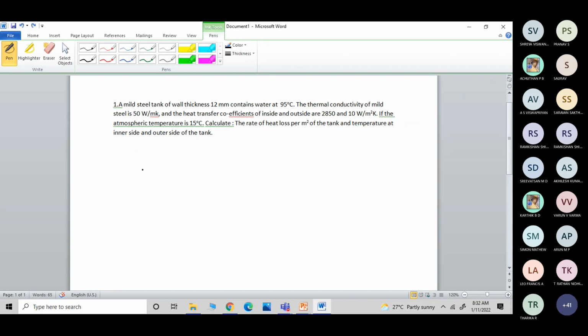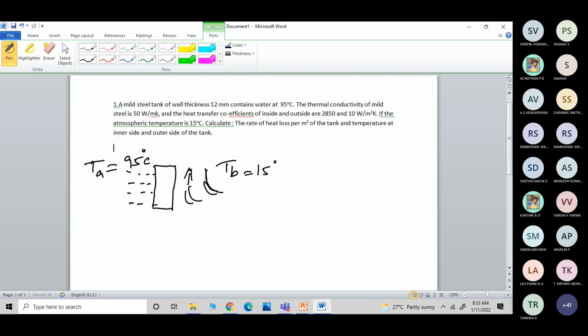Assume the thickness as 12 mm, and inside you will be having water. Let the temperature of water, T suffix A, be 95 degrees C, and the temperature of the outside air, which will be circulating, T suffix B, be 15 degrees C.